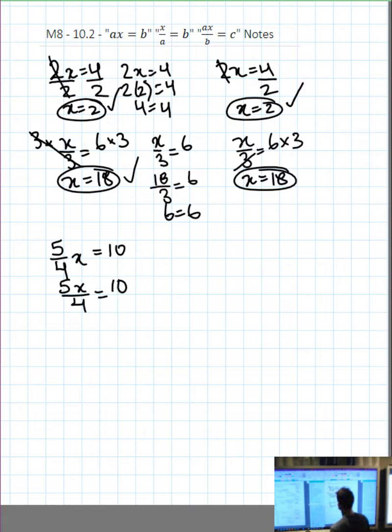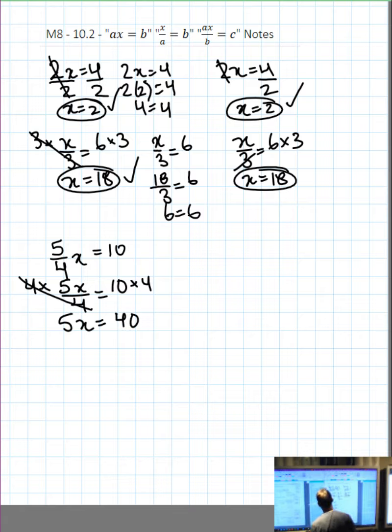So again, as we learned in the example that we just did, we had a 3 on the bottom. We want to simply times both sides by 3. So now we have a 4 on the bottom. We simply want to times both sides by 4. On the left-hand side, we have 4 over 4, which is 1. We can cross it off. 5x equals 10 times 4 is 40.